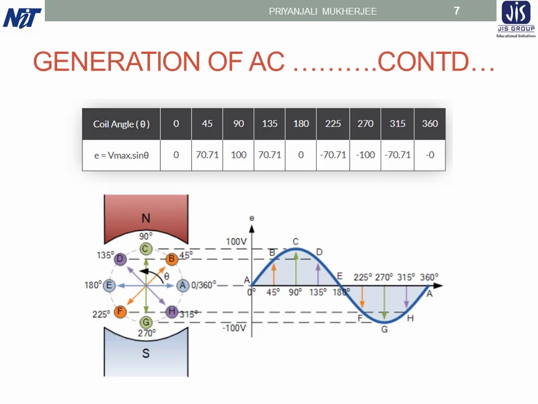So I have put here the theta values, where theta becomes 0, then 90, 180, 270 and 360. Then we can see the angle becomes 0, 90, 180, 270 and then 360 degree. So after one complete rotation from 0 to 360 degree, one complete cycle of sinusoidal wave has been generated, and that is the AC waveform.